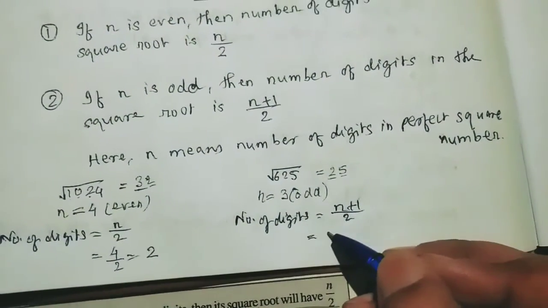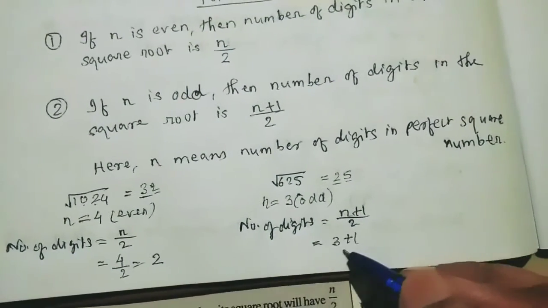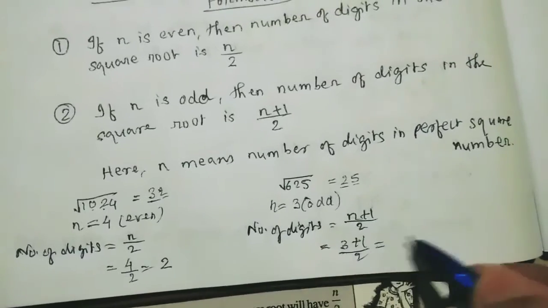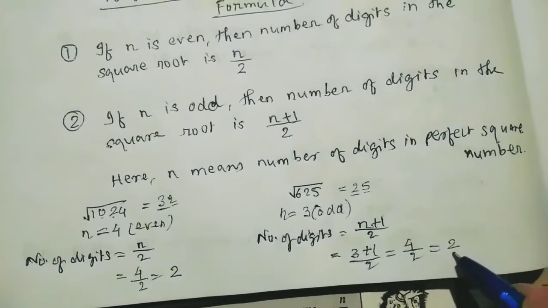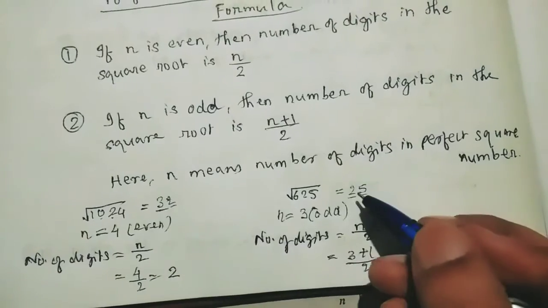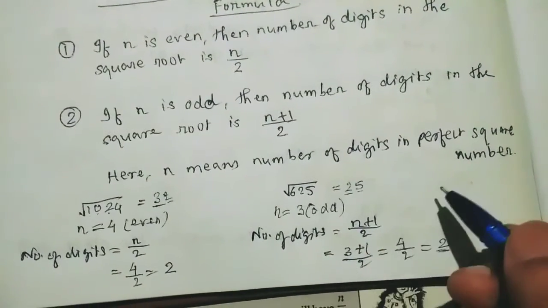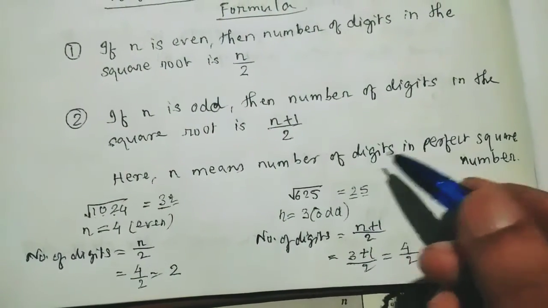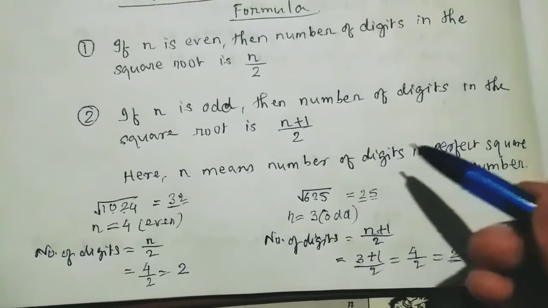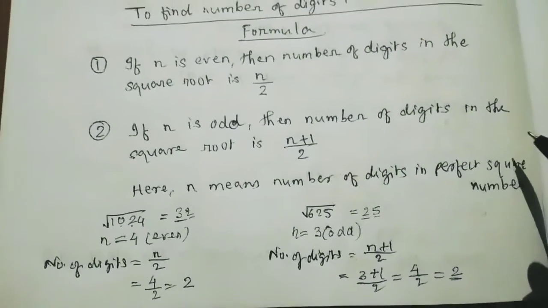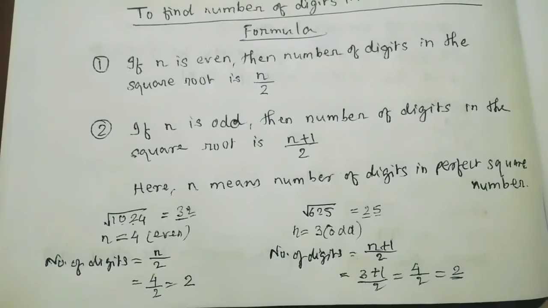So n is 3, so 3 plus 1 by 2. 3 plus 1 is 4, 4 by 2 is 2. Now see, we got a 2 digit number. So here also we got a 2 digit number. Understood? So without finding the square root, you can find the number of digits by this formula. Understood now by this example? I hope it is clear.